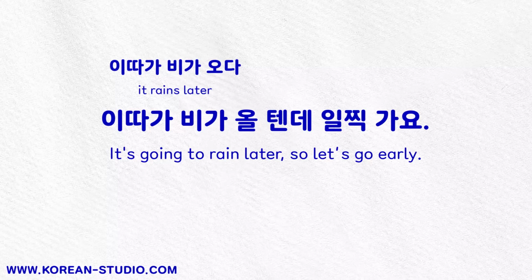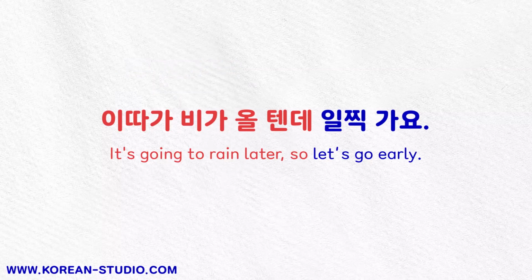The first clause is 이따가 비가 오다, and this means it rains later. And when we add 을 텐데 and form 이따가 비가 올 텐데, this helps to form a strong assumption about the future situation, and it's similar in meaning to it's going to rain later. The second clause then states what we should do because of the strong assumption in the first clause, and this is 일찍 가요. Let's go early. So altogether, 이따가 비가 올 텐데 일찍 가요 means it's going to rain later, so let's go early.